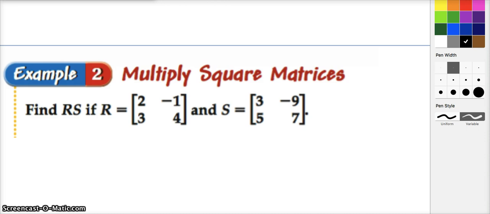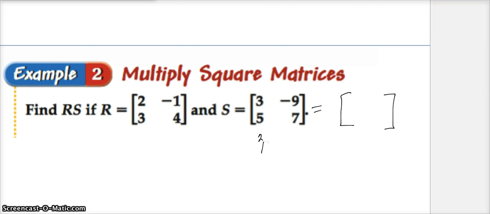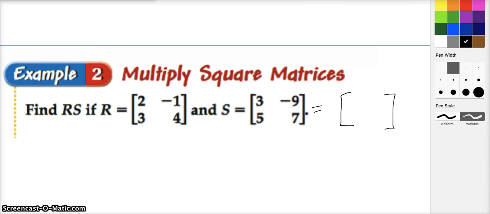So here we're going to multiply square matrices R and S. We're going to find R times S, and to do that, we know that this is a 2 by 2 and this is a 2 by 2, and since they're the same, the inner dimensions are the same. The outer dimensions tell me that I'm going to get a 2 by 2 as a result. Now that I've confirmed that for myself, what I'd like to do is get started.